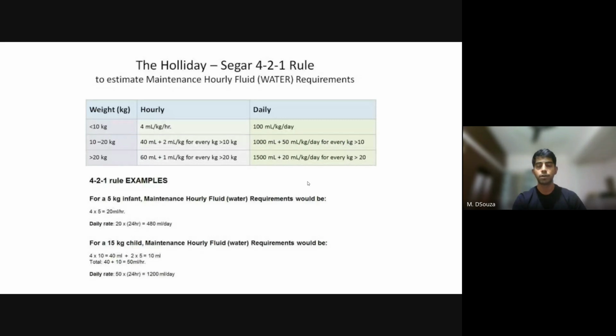So for a child weighing 15 kgs, it would be 10 into 4 plus an additional 5 into 2, giving us a fluid rate of around 50 ml per hour, and multiplying that by 24 would give us how much fluids they would daily require. This is just their maintenance fluids.